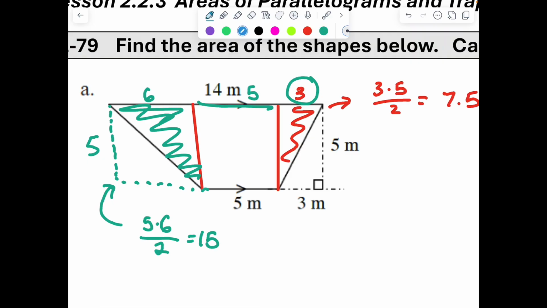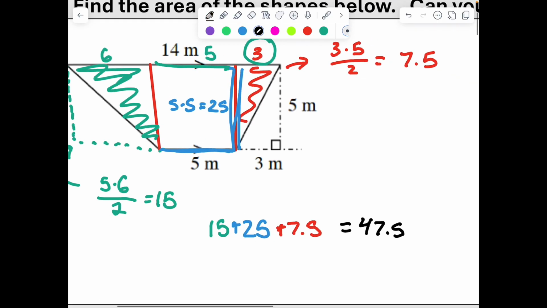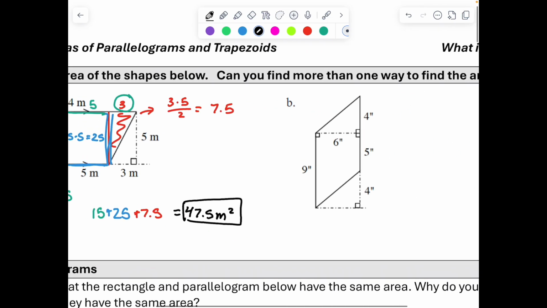Okay, and then the area of this square, it is a square because it's 5 times 5. Right, 5 and then height of 5. So 5 times 5 is 25. So adding up all the areas, 15 plus 25 plus 7.5. Let's type this into the calculator to see what we get. This is going to be 47.5. And this is meters squared.